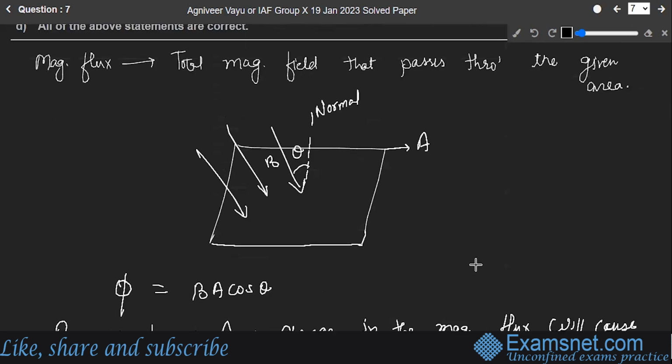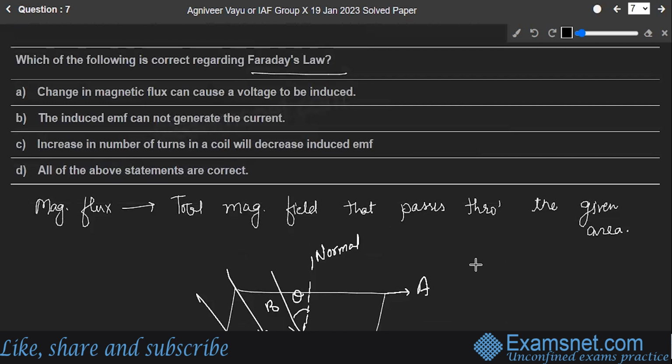So now let's get back to our problem. Which of the following is correct regarding Faraday's law? Number 1, change in magnetic flux can cause voltage to be induced. That's absolutely correct. That's what we talked about just now. The second one, the induced EMF cannot generate the current. Actually, this is wrong. It can generate the current. Induced EMF works as a potential difference and it can generate the current in the wire.